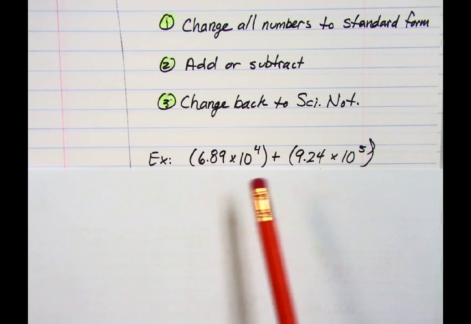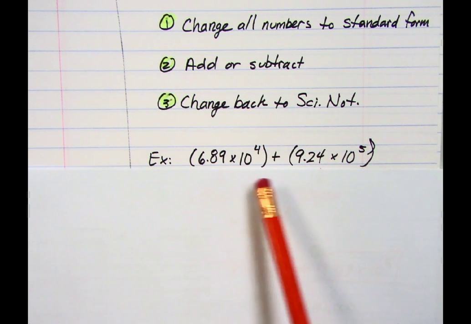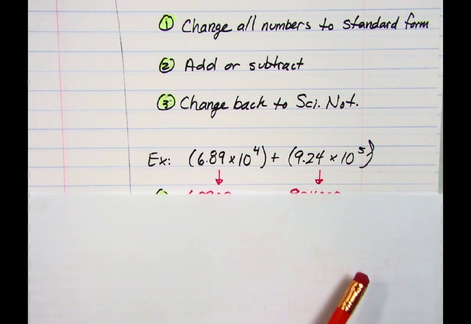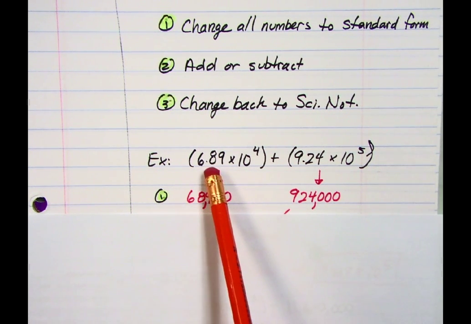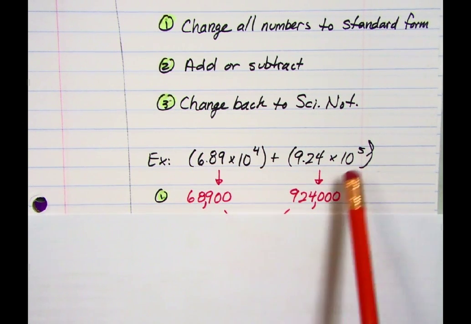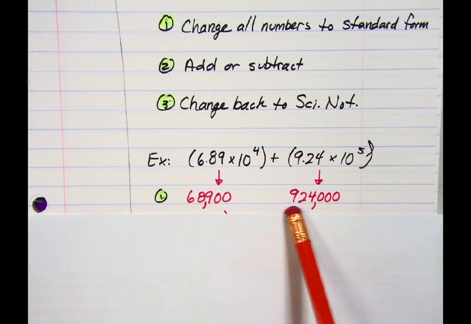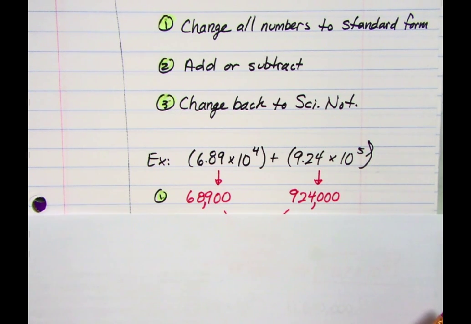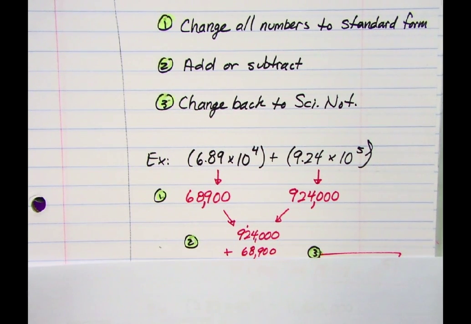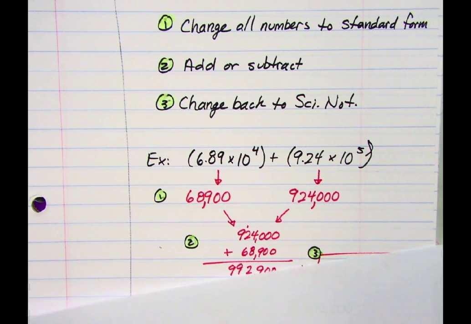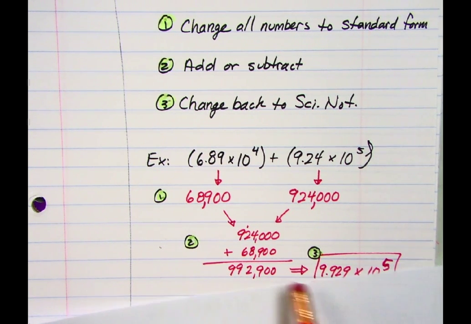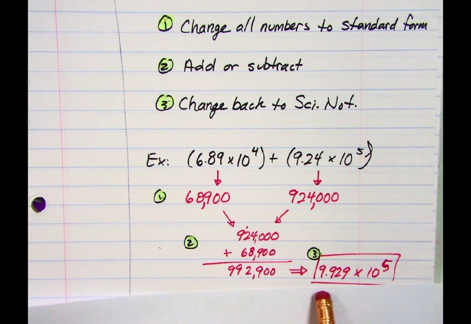So if I give you this example, I'm adding 2 scientific notation numbers together. Step number 1, change each of them to standard form. I do that by moving this one 4 spots. That's 68,900. This one I'm going to move 5 spots. That's 924,000. Step number 1 done. Step number 2 is add or subtract. So I go ahead and add as I normally would add. I add those numbers together and I get that answer, 992,900. And then step 3 is to change it back into scientific notation.